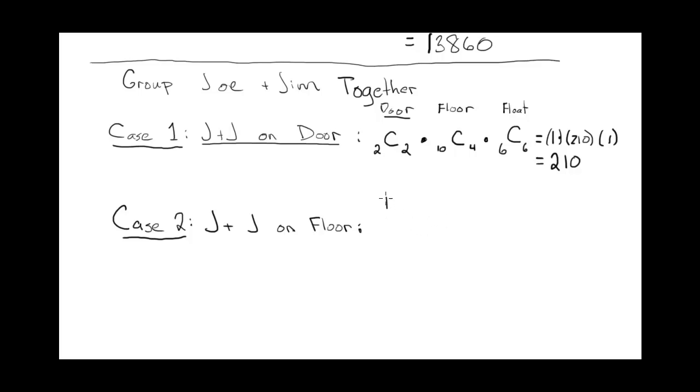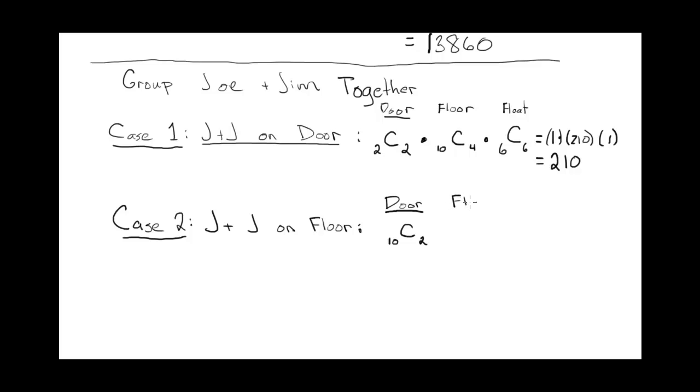Okay, we'll go in the same order. So we're going to assign the door people first. So I'm assigning the door. How many people do I have to choose from? Well, there's 12 people, but I can't put Joe and Jim on the door. So there's only 10 people I can put on the door, and I need to choose 2 of them.